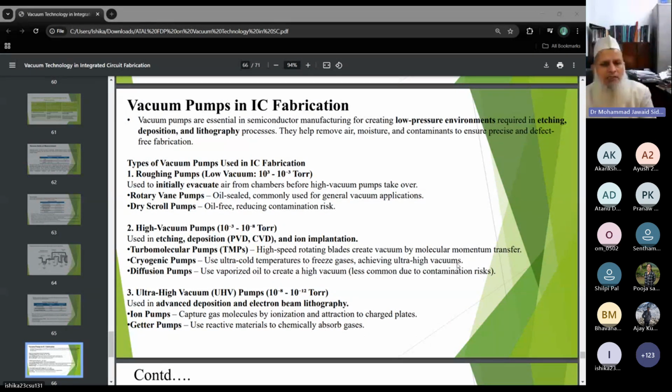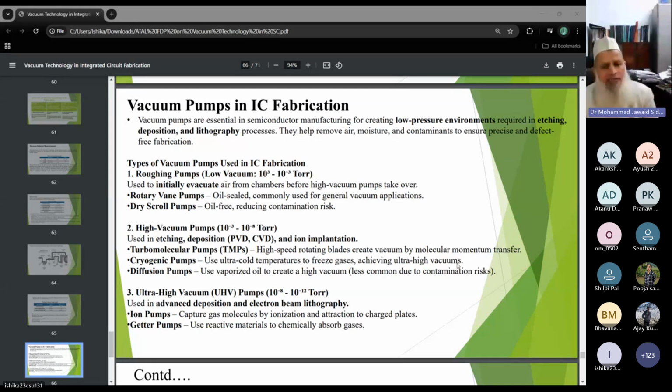Vacuum pumps in integrated circuit fabrication. First, a roughing pump is used to initially evacuate air from chambers before high vacuum pumps take over. Rotary vane pumps, oil sealed, are commonly used for general vacuum application. Dry scroll pumps, oil free, reduce contamination risk, and are very popular in integrated circuit application. Then high vacuum can be created, as I told you, by turbomolecular pumps, cryogenic pumps, and diffusion pumps.